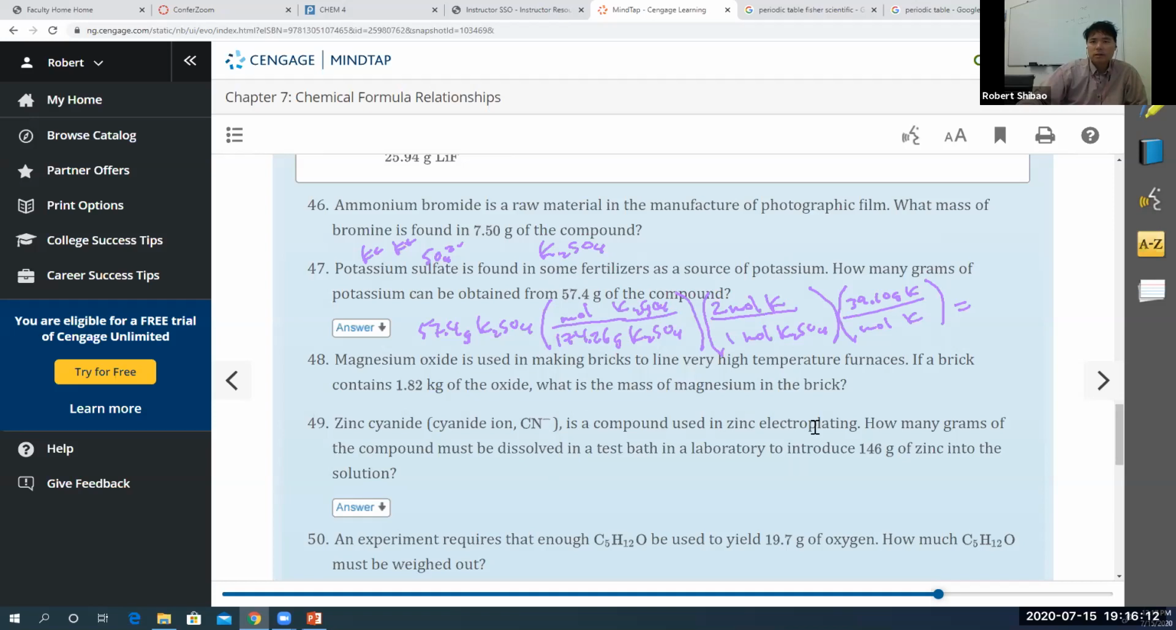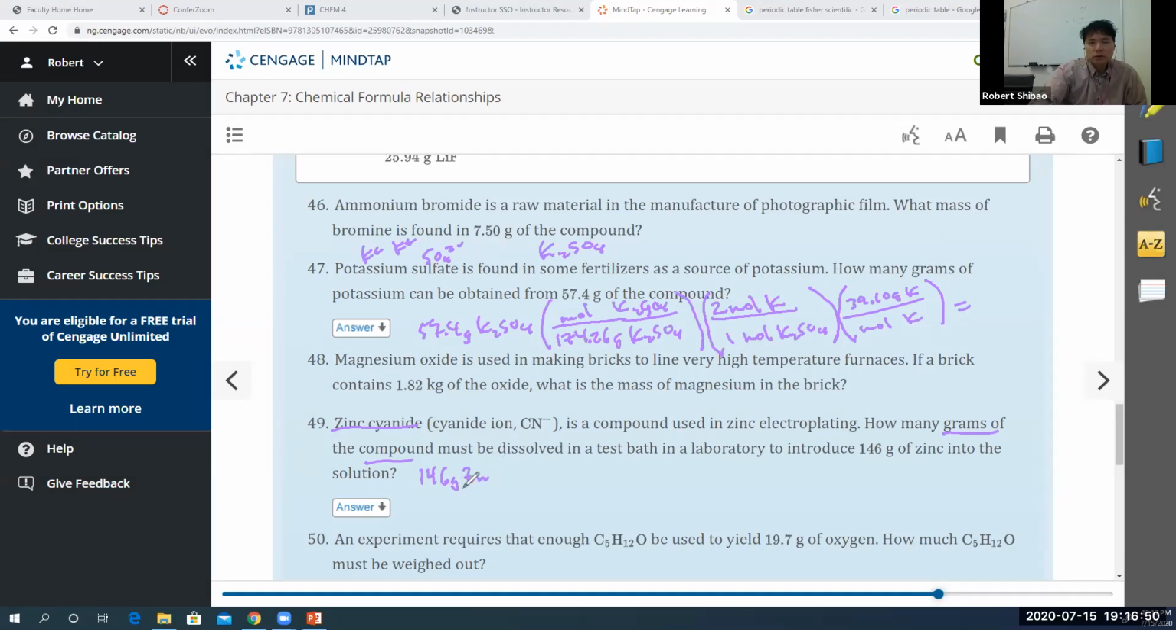Zinc cyanide is the compound used in zinc electroplating. How many grams of the compound must be dissolved in a test bath in a laboratory to introduce 146 grams of zinc into the solution? So we have 146 grams of zinc that we want. In this case, we're given 146 grams of zinc, and then we want to know how many grams of the compound. The compound is zinc cyanide, so we want how many grams of zinc cyanide we need.